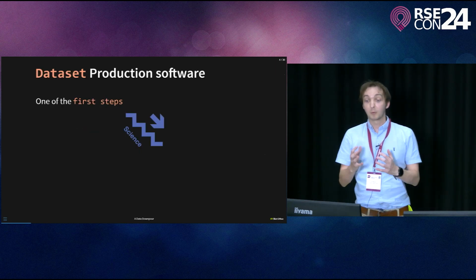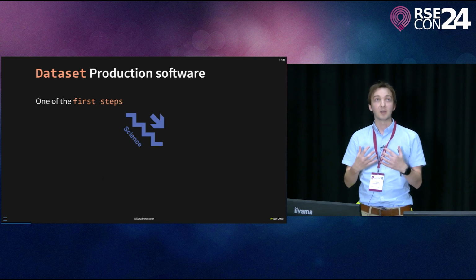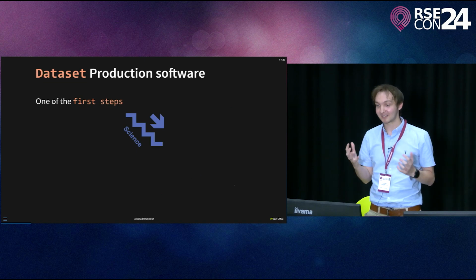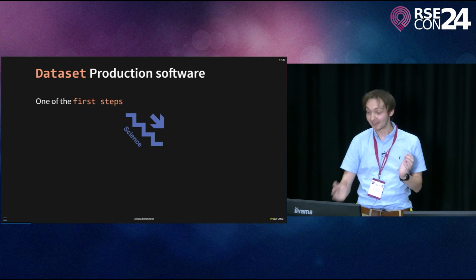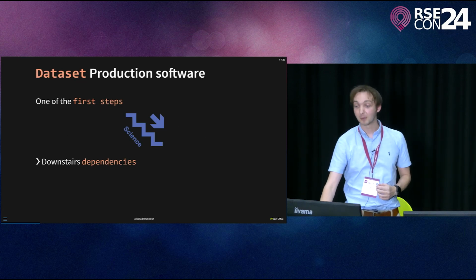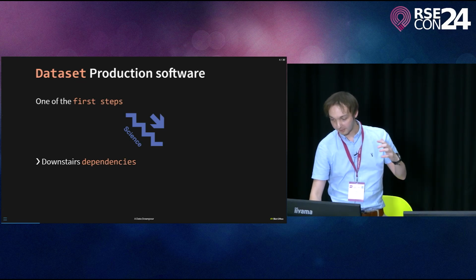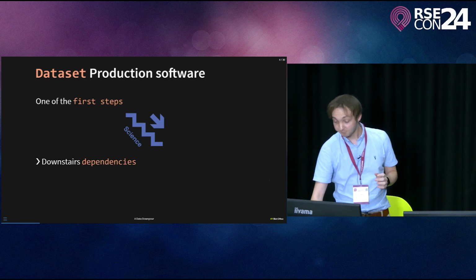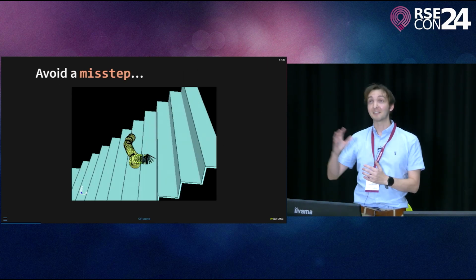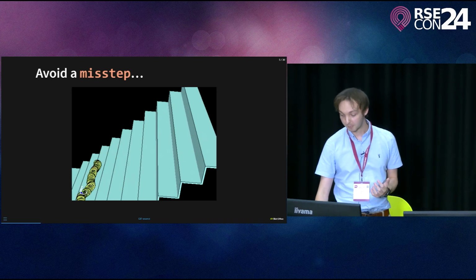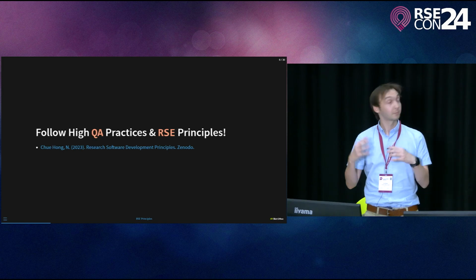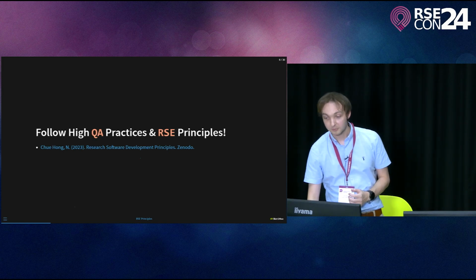So it's really important when writing our data set production software that we write code that is really good. It's one of the first steps in what I like to think of as the scientific staircase. We have a lot of these downstairs dependencies from our software. When we're writing the code, we really want to avoid a misstep, because that obviously affects everyone who's using the data, and can really trip them up. To avoid this misstep, we want to follow high quality assurance practices and research software engineering principles.